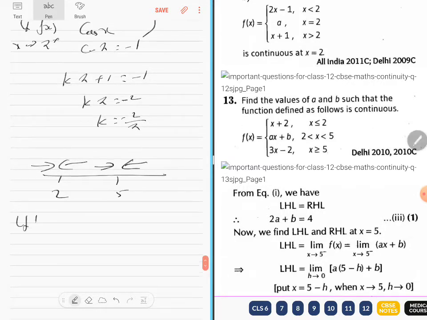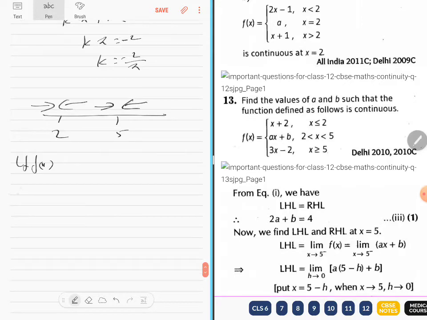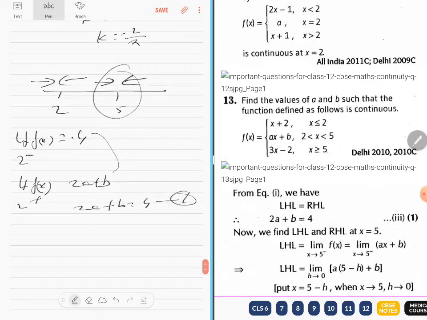So limit of f of x as x tends to 2 from the left. What is the formula? x plus 2. 2 plus 2, answer is 4. Okay, limit of f of x as x tends to 2 from the right. What is the formula? ax plus b. So 2a plus b. So this can be equated to 4. I got one equation. Now 5 has to be done separately.